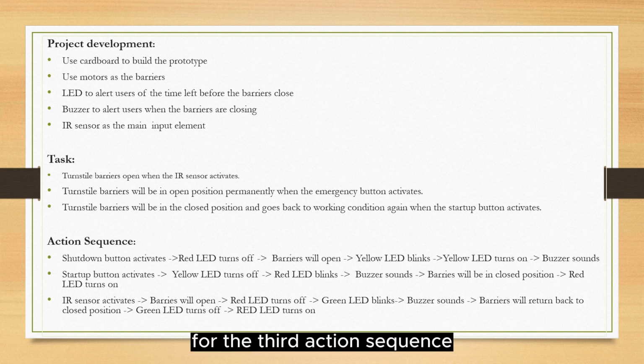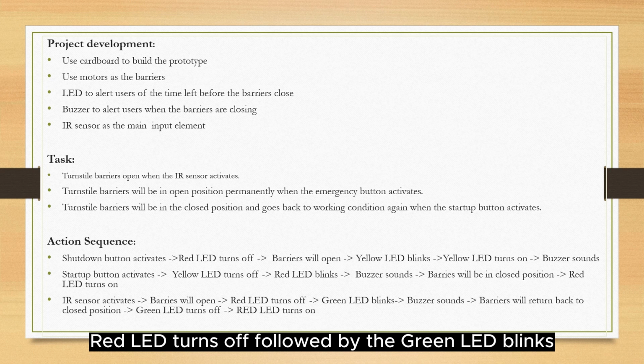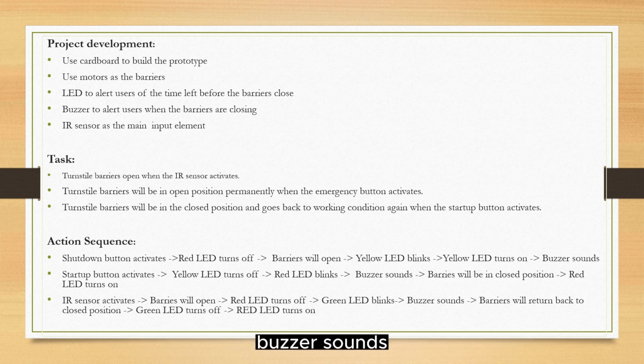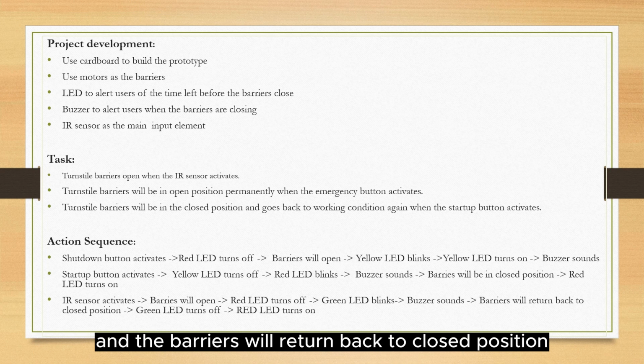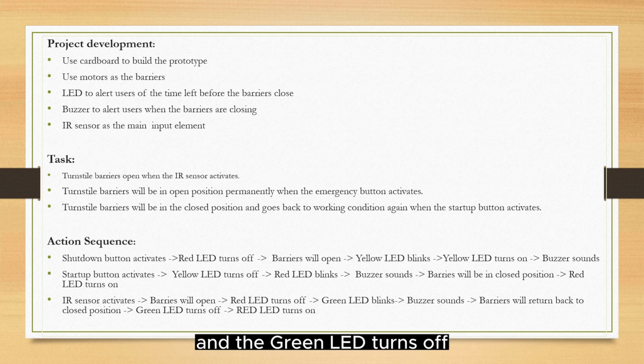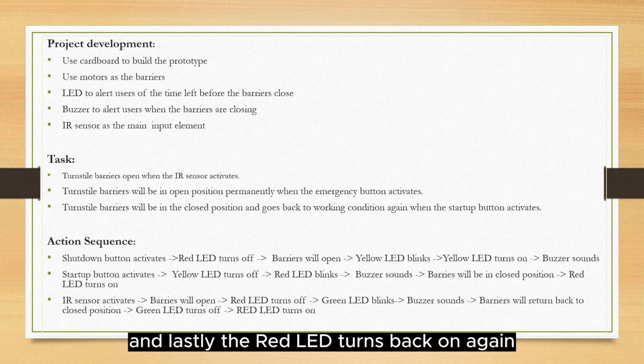For the third action sequence, when the IR sensor activates, barriers will open, red LED turns off, followed by the green LED blinks, buzzer sounds, and the barriers will return back to closed position, and the green LED turns off, and lastly the red LED turns back on again.